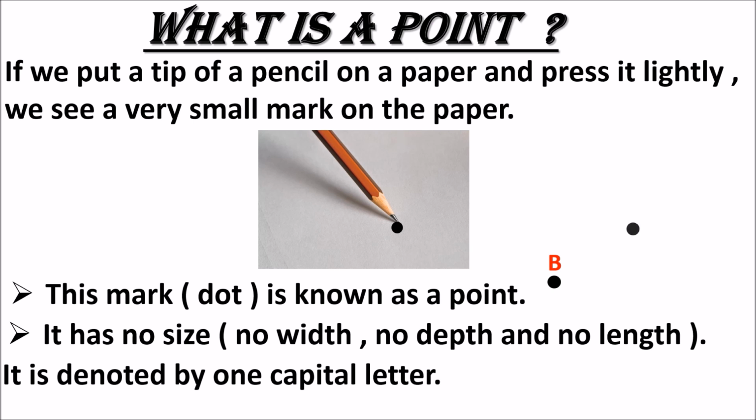Now I have taken one more point. We'll name this point also. So I have taken one capital letter A just above the point. So it is point A. See, one more point I have taken over there. We'll name it with letter Q. So it is point Q. So here we have three different points. It is point B, it is point A, and it is point Q.